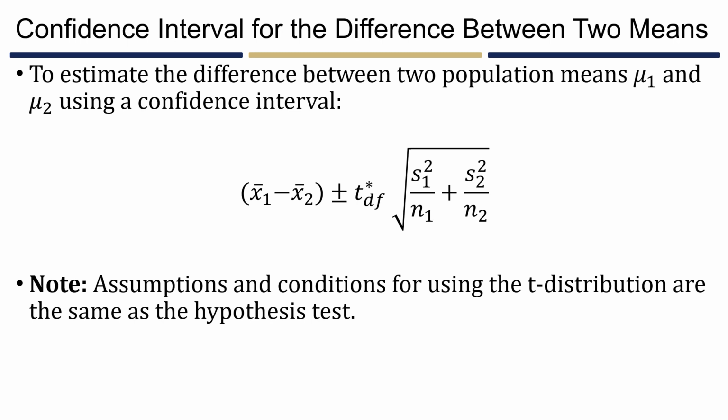Now, note a couple of things here. First of all, the assumptions and conditions for using the t-distribution are the exact same as the hypothesis test. And second of all, the degrees of freedom used in the confidence interval match the degrees of freedom in the hypothesis test. So again, you won't have to worry about calculating out that number. Excel is going to be able to calculate out the degrees of freedom for you.